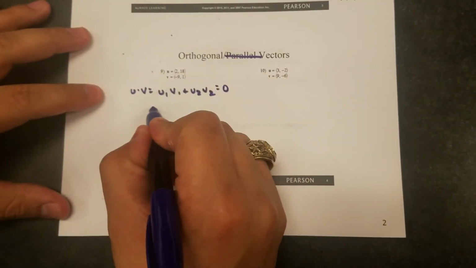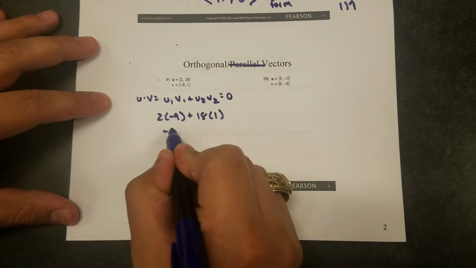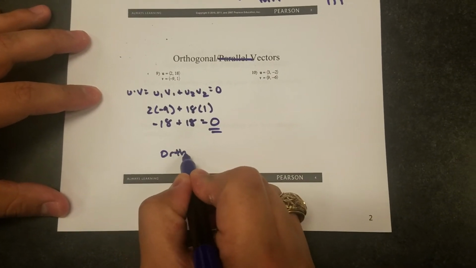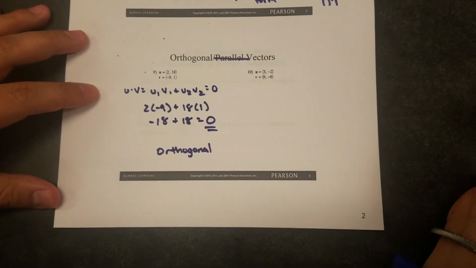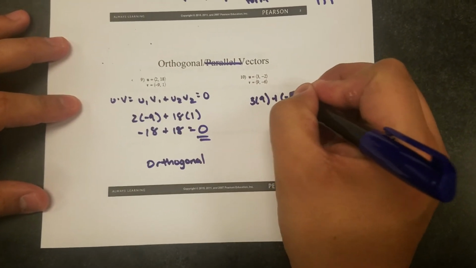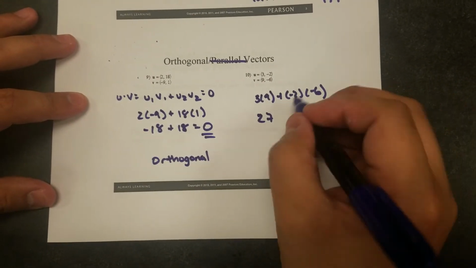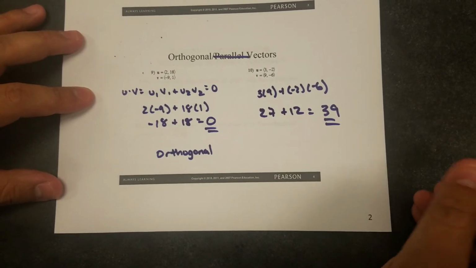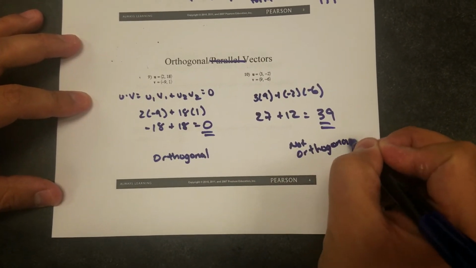So this is 2 times negative 9 plus 18 times 1. So negative 18 plus 18. This equals 0. This one is orthogonal. If I check that over here, doing the same thing, 3 times 9 plus negative 2 times negative 6. So this is 27 plus 12 equals 39. That's not 0, so not orthogonal.